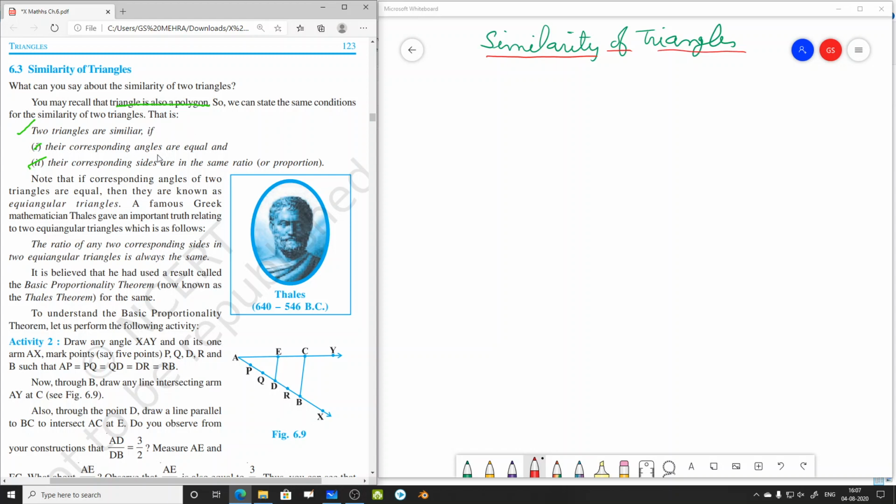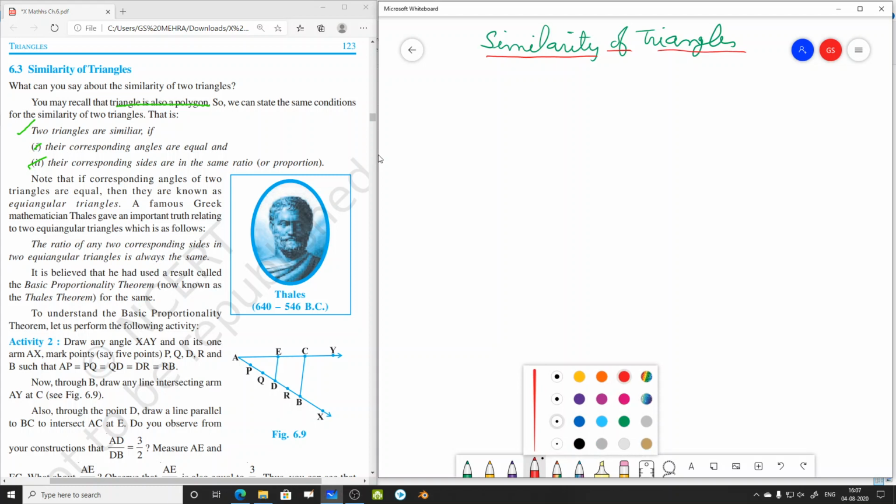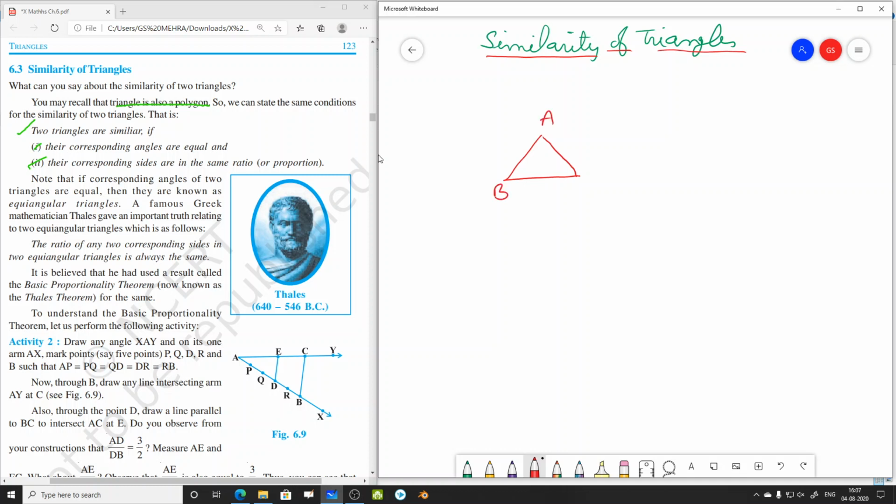First of all, we have to check whether their corresponding angles are equal or not. Second thing is that the corresponding sides should be in the same ratio. So let us see one by one diagrammatically. Suppose this is the triangle ABC, with vertices A, B and C, and suppose there is another triangle, say triangle DEF. This is D, this is E and this is F.